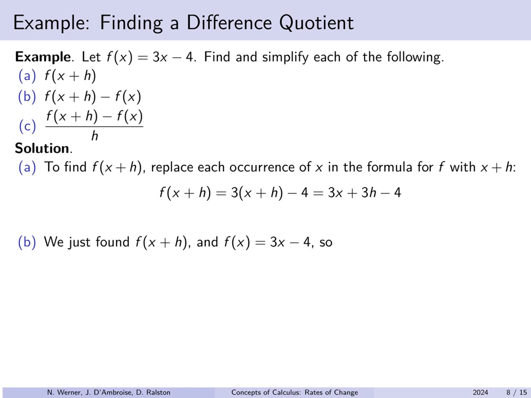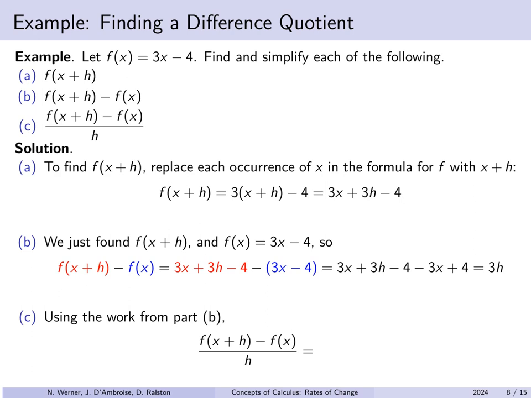Now, let's subtract the original f of x, which is 3x minus 4. So f of x plus h minus f of x will be our expression we just computed, 3x plus 3h minus 4. Then we're going to subtract f of x, which is 3x minus 4. And the parentheses here are very important, because what we see is we get a minus 3x plus 4, which cancels out the 3x minus 4 that we had in the expression f of x plus h. This is just 3h. And now we take the work from part B as the numerator of our difference quotient. F of x plus h minus f of x we've computed to be 3h. So if we divide by h, the h's cancel and we just get 3. So the difference quotient of this choice of f of x is always 3, regardless of x.